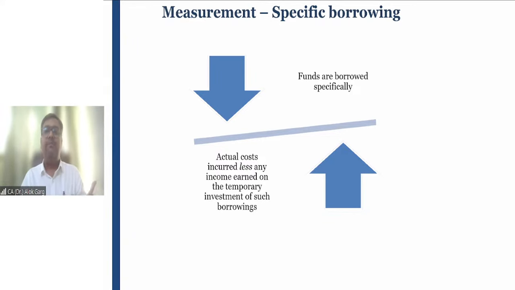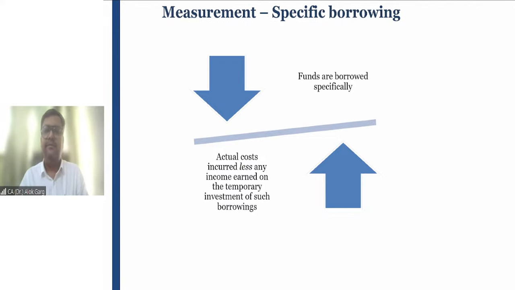Now the accounting part comes into the picture. And when I say accounting part, how to measure borrowing cost? Please write down, there are two kinds of borrowings. One is specific borrowing and the second one is general borrowing, right?